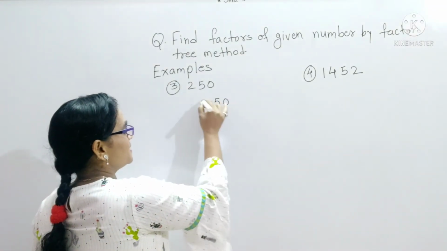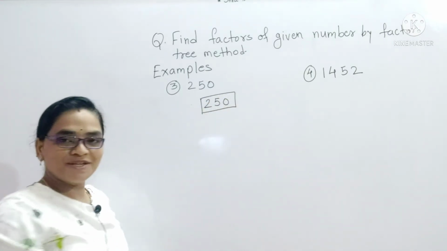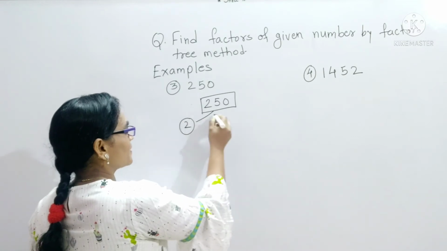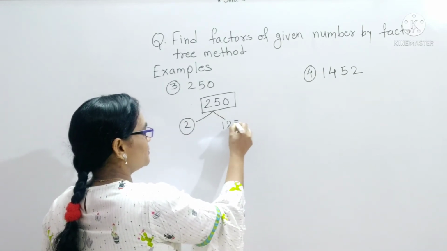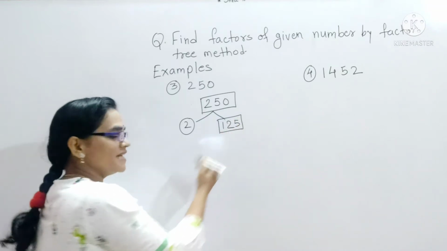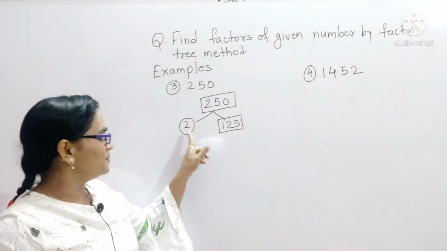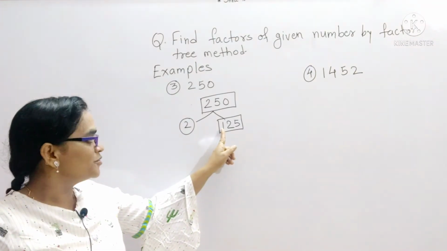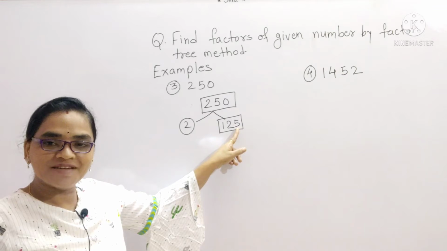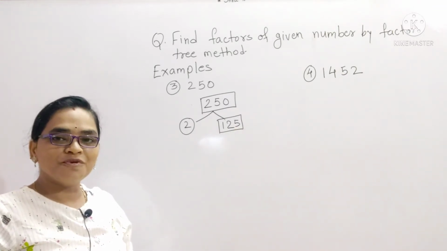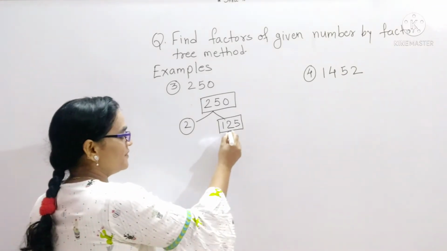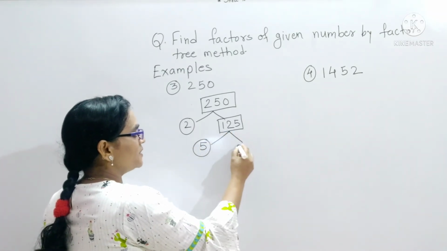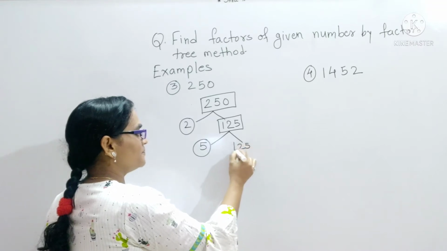250 is a composite number. Ones place 0 means yes, it is divisible by 2 first. 2 1s are 2, 2 2s are 4, 2 5s are 10. Now here we see 125, that means not divisible by 2. Then check if it is divisible by 3 or not. 2 plus 1 is 3, 3 plus 5 is 8, means not possible by 3. Then move forward. Divisible by 5. 1 plus 5 means yes, it is divisible by 5. 5 2s are 10. 5 5s are 25.